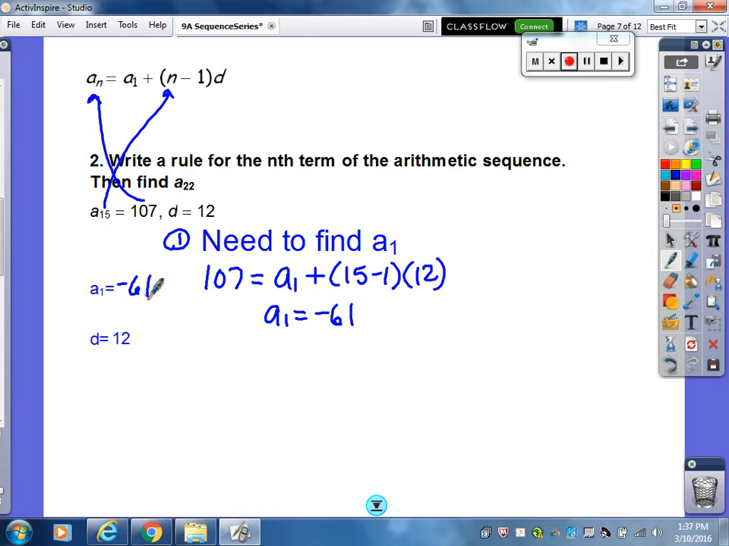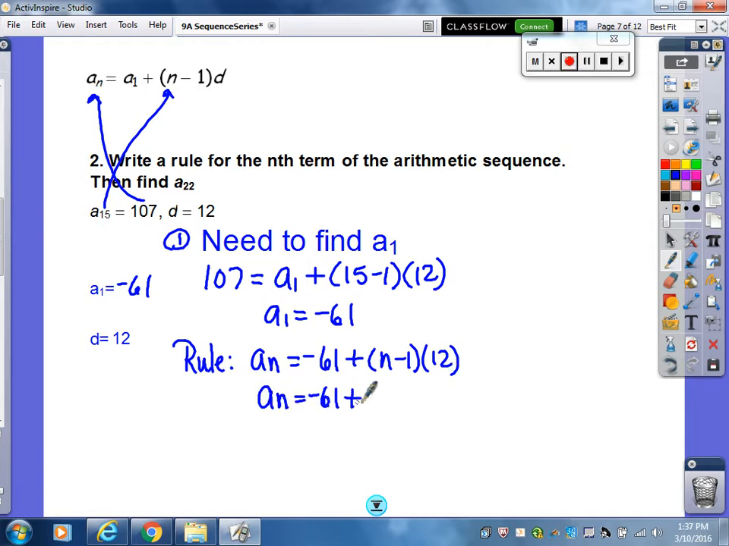So now I've got what I need to make my rule. So now I'm going to make my rule and clean it up. So A sub n, because I want to write in terms of n, is equal to negative 61 plus n minus 1 times my difference. Notice I'm putting that difference in parentheses because if it's negative, you're going to have to put it in parentheses. So just get in the habit of putting that in parentheses. All right, let's clean this up. Let's distribute the 12 and then combine like terms. So your rule is going to be 12n minus 73. So that's my rule.